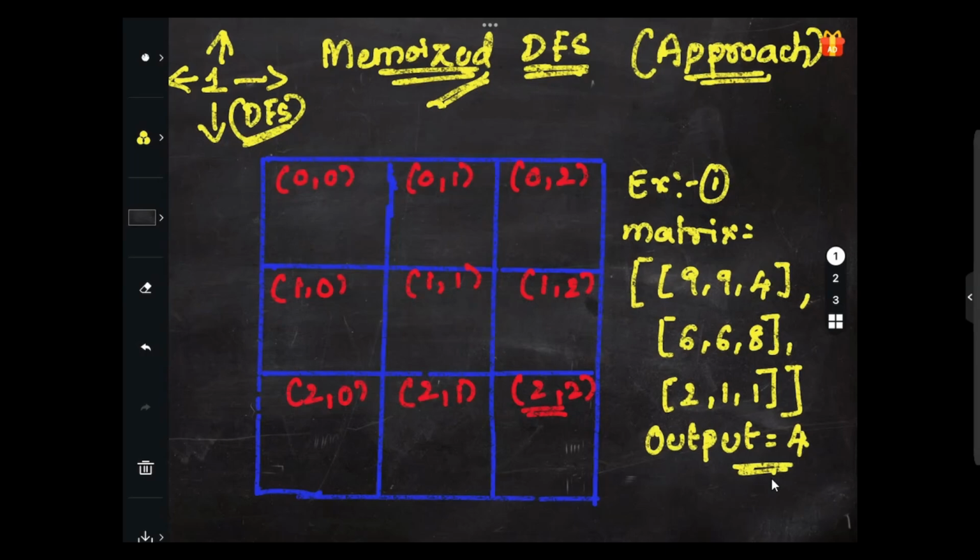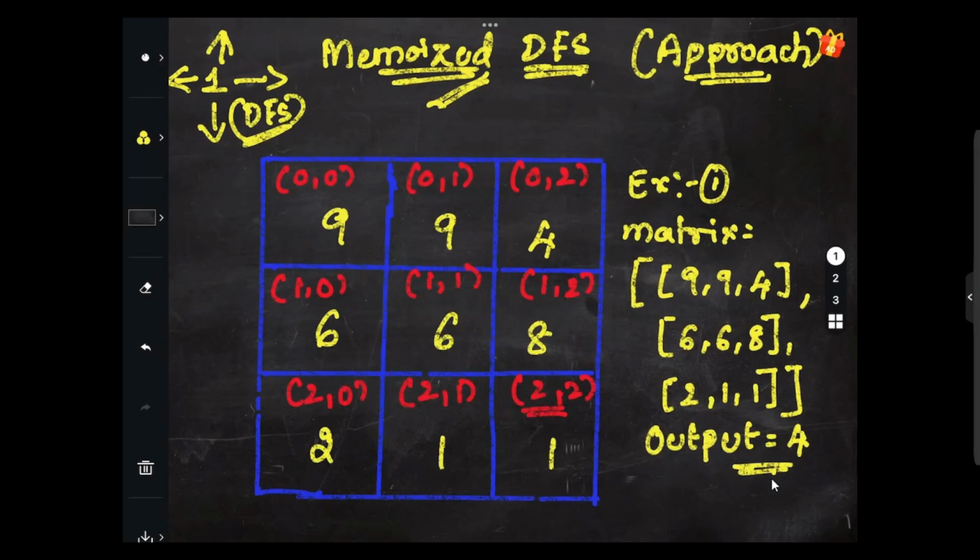So first we will start the DFS for each cell. Suppose we are starting the DFS from the cell 2 comma 1. In this case we have 9 comma 9 9 4. Let me write here 6 6 8, and in this case 2 1 1, right?